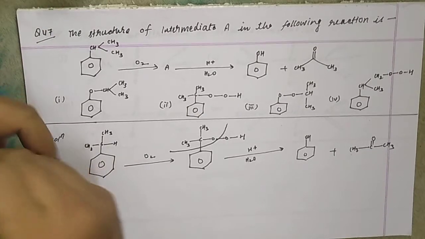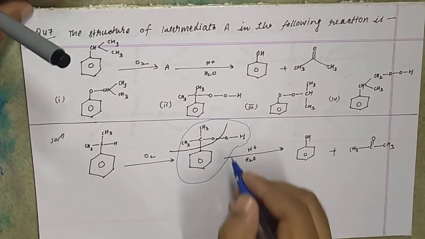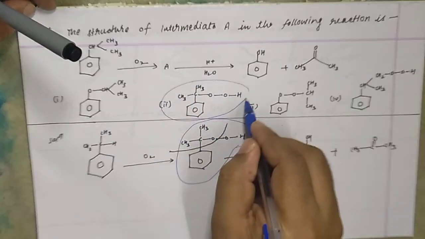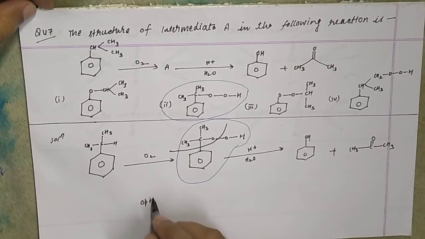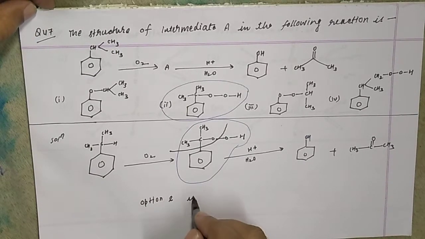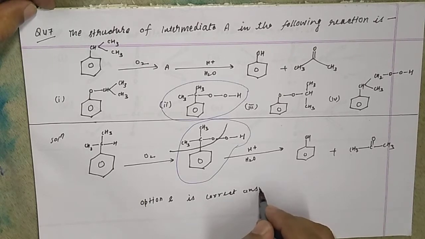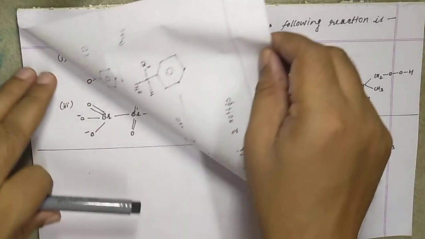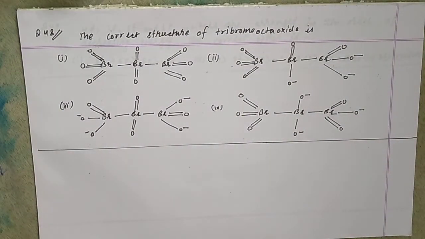So what is the intermediate? This is very simple. What the intermediate here is, you can check from the options. This is option number 2. The same is there in option 2. So the correct answer is option 2. Option 2 is the correct answer. So for this answer you need not waste your time. Easily you can answer within a fraction of a second. Now the next answers we are going to see.